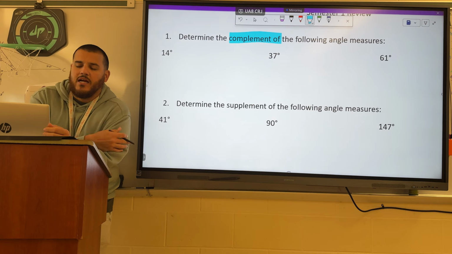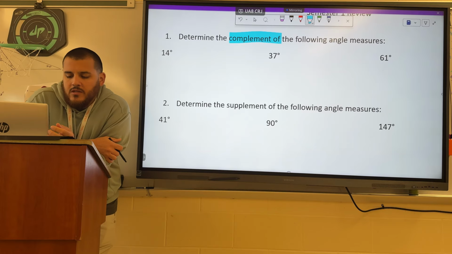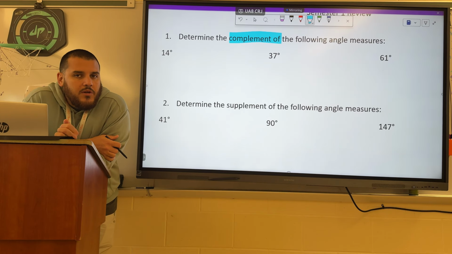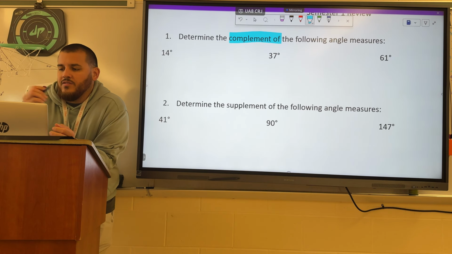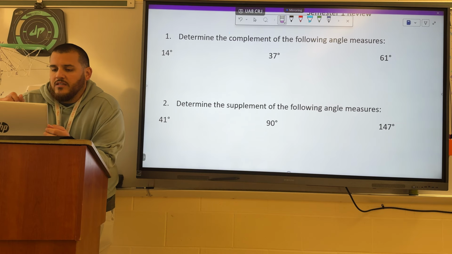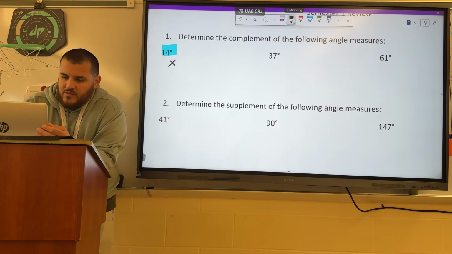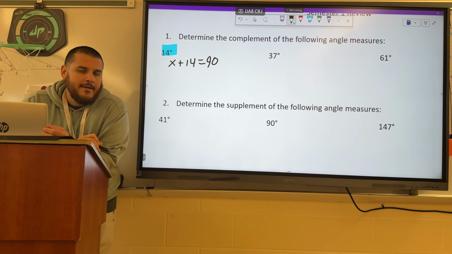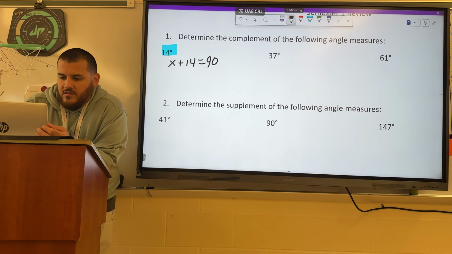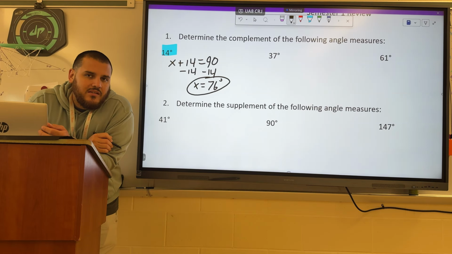We're asked to determine the complement of a few different angle measures. And the thing to know here is that complementary angles have a sum of 90 degrees. So if I want the complement of 14 degrees, I'm really just being asked what number plus 14 equals 90, and then I'm doing the algebra from there to solve for that measure. I can subtract 14 from both sides here to determine that the complement of 14 would be 76 degrees.